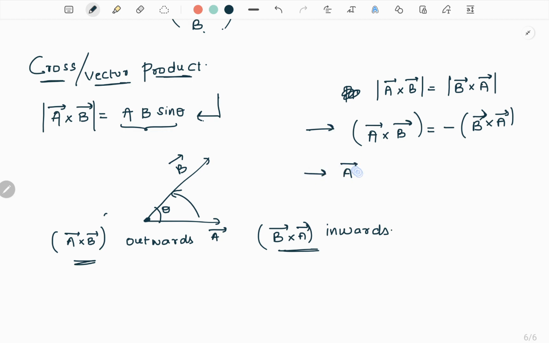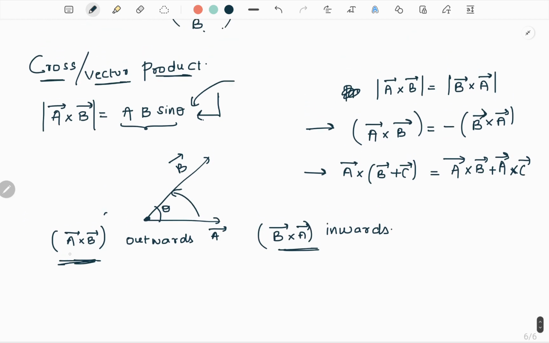Next, the distributive property is valid for the cross product. So we can write A cross of B plus C is equal to A bar cross B bar plus A bar cross C bar. So the distributive property works well. This is how we find the magnitude of the cross product if the magnitudes of two vectors and the angle theta between them are known. And this is how we find the direction of the cross product using the right hand thumb rule if the directions of both vectors are known.